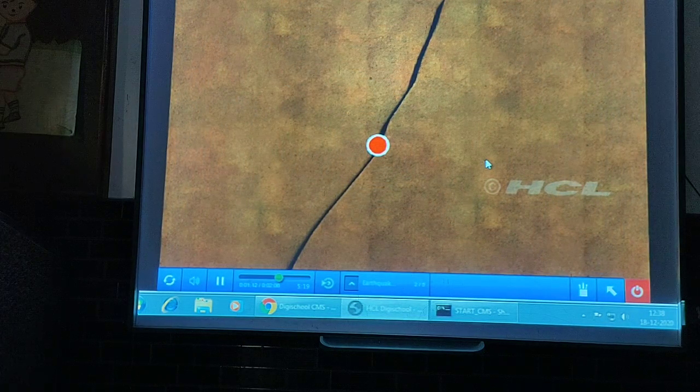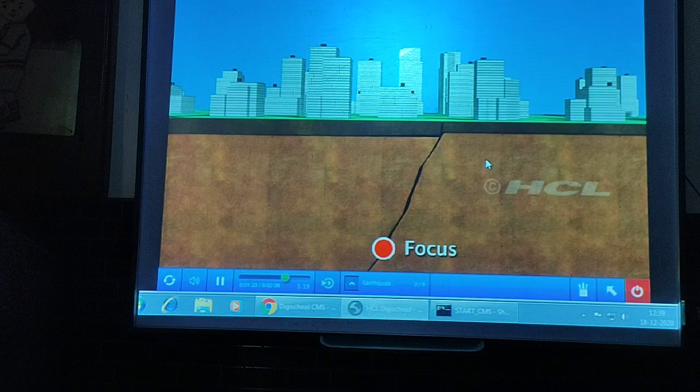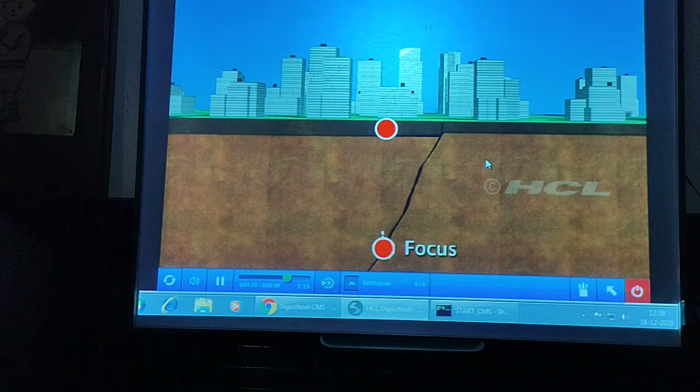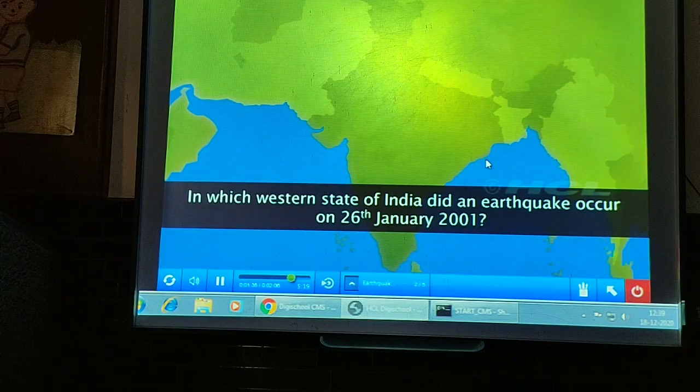The point at which the earthquake begins is called the focus, and the corresponding point on the Earth's surface is called the epicenter. Have you heard about the earthquake that struck a western state of India in 2001? Where did this earthquake occur?